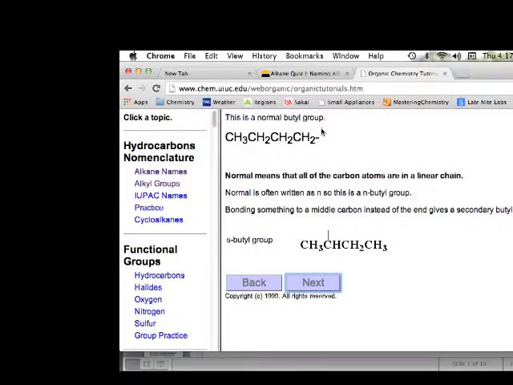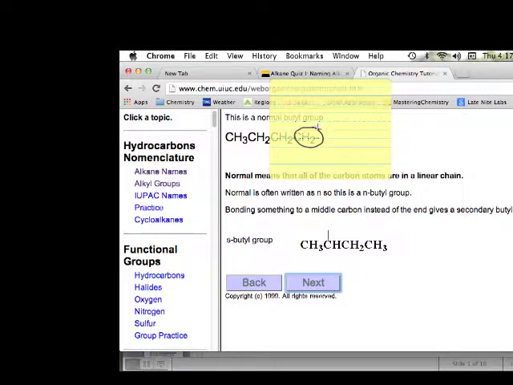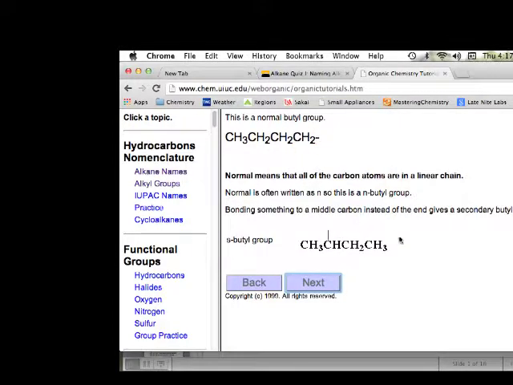So this would be primary. Essentially 2 hydrogens. 1 hydrogen is secondary. So that's really where the S comes from, or another way to name this is sec-butyl. If the carbon had no hydrogens on it, and this carries through many classes of organic compounds, then it's a tertiary. And we'll probably come to that.